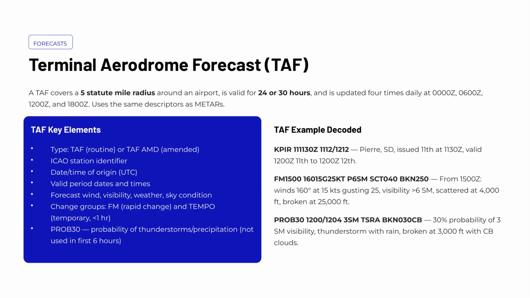PROB30 indicates a 30% probability of thunderstorms or significant precipitation, though this group will never appear in the first 6 hours of the forecast. Looking at our example, KPIR was issued on the 11th at 11:30 Zulu and is valid from 1200 Z on the 11th through 1200 Z on the 12th. From 1500 Z, expect winds from 160 degrees at 15 knots gusting to 25. The PROB30 group tells us there is a 30% chance of thunderstorms with reduced visibility and cumulonimbus clouds between 1200 Z and 1400 Z.